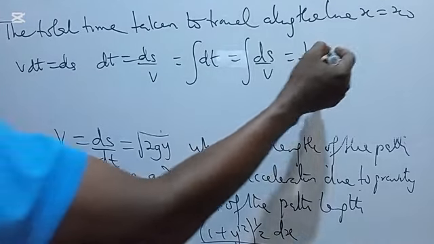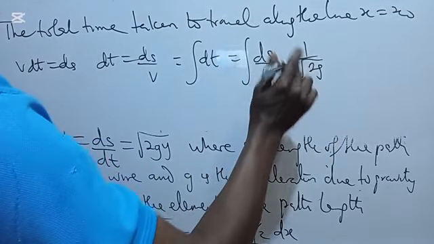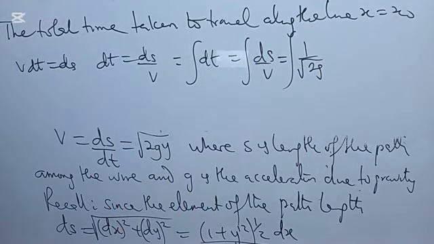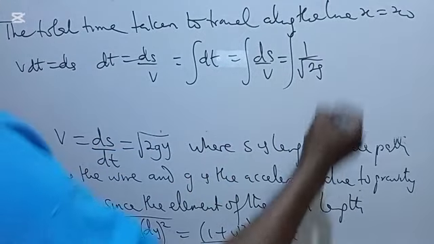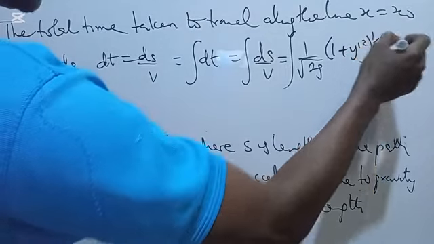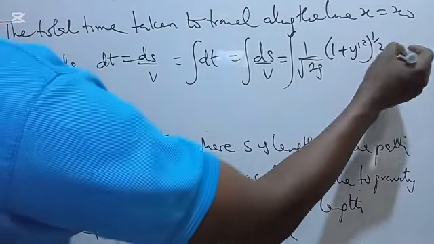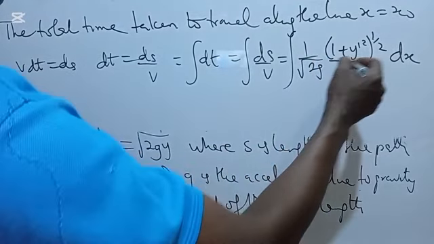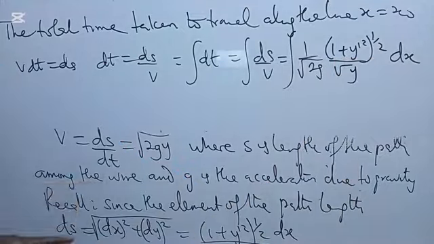Our ds is what? Let me write it clearly here. So this is going to be the integral over this, and ds is (1 + y prime squared) raised to the half, ds. I hope you are following. If you are not following, please let me know. Okay, and all over root y from here.